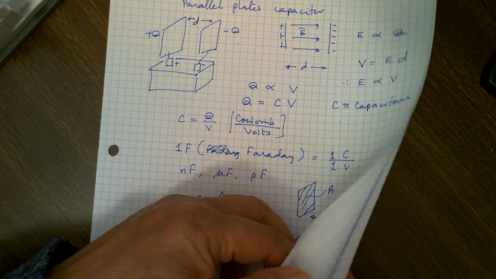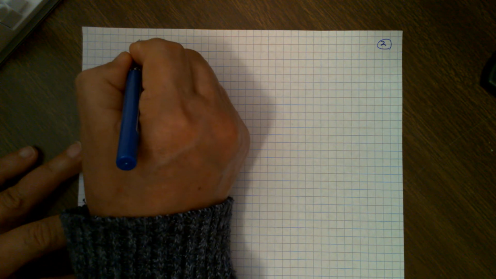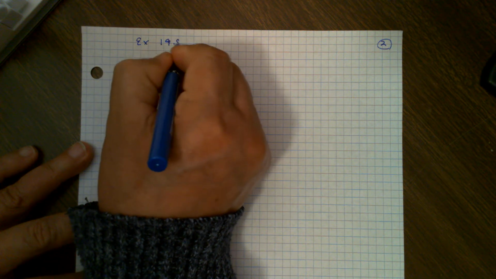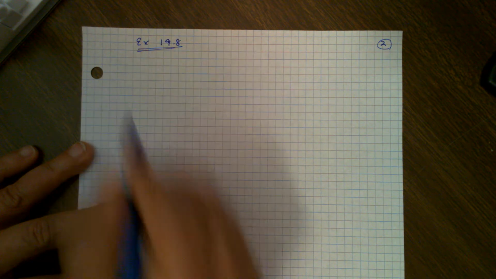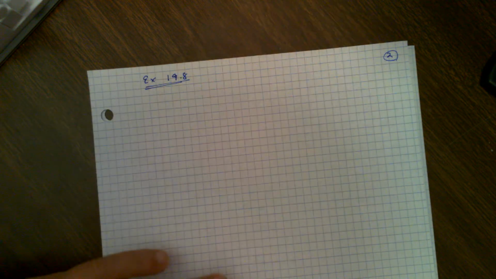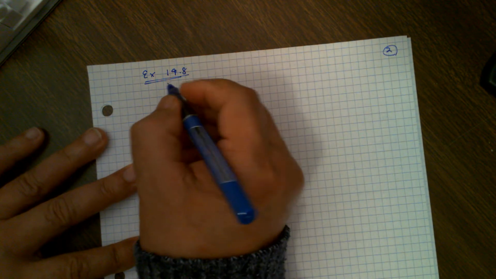So let me go to another page. Let me call it page 2. In this one, I'm going to do exercise 19.8. Let me put it underneath so I can find it better. Otherwise, I can feel the table. So the question is in two parts.